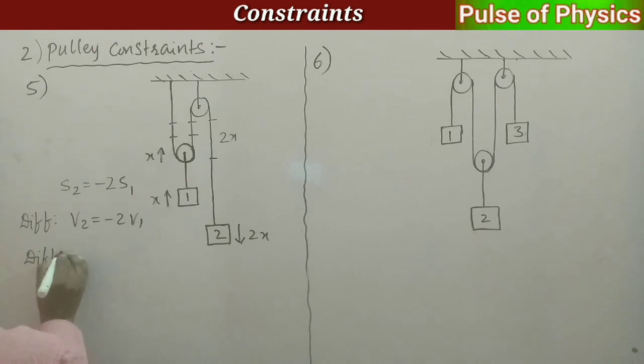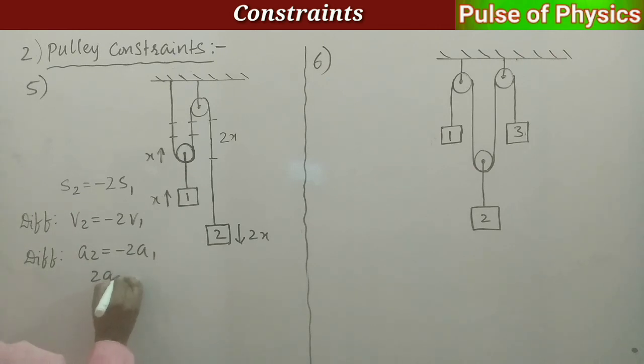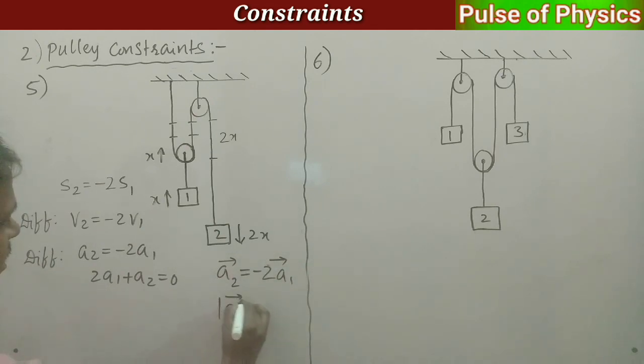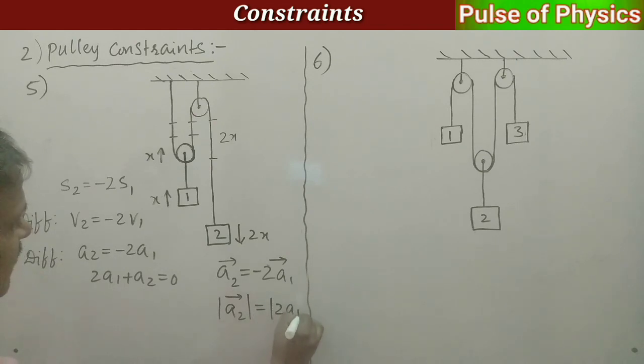Differentiate with respect to time again. A2 is equal to minus 2A1. Here 2A1 plus A2 is equal to 0. In vector form we can take A2 bar is equal to minus 2A1 bar. Next, in magnitude form we can take modulus of A2 bar is equal to 2A1. Right?